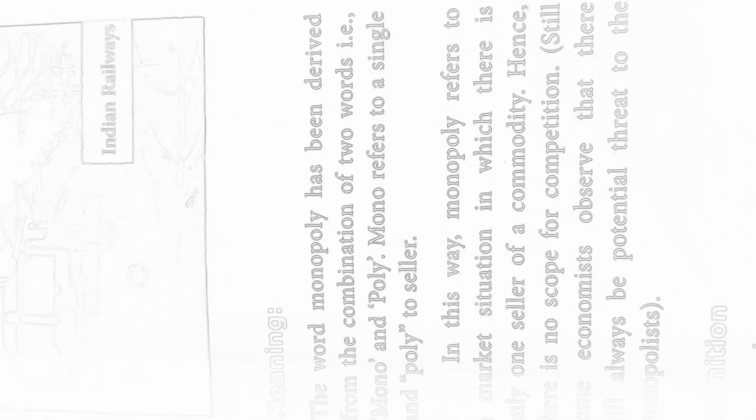The word monopoly means mono refers to single and poly means seller, single seller. Monopoly refers to the market situation where there is only one seller of a commodity. There is no competition. Mono means single, poly means seller. Monopoly means single seller, with no competing seller.